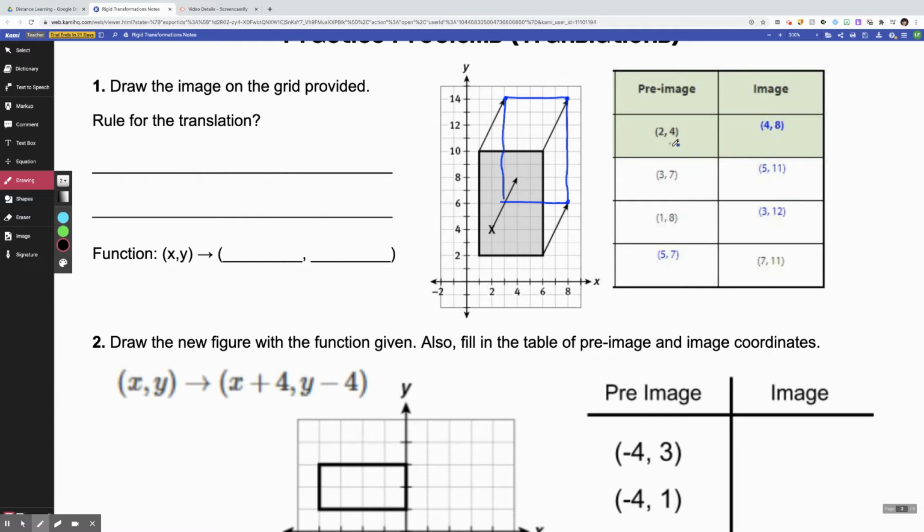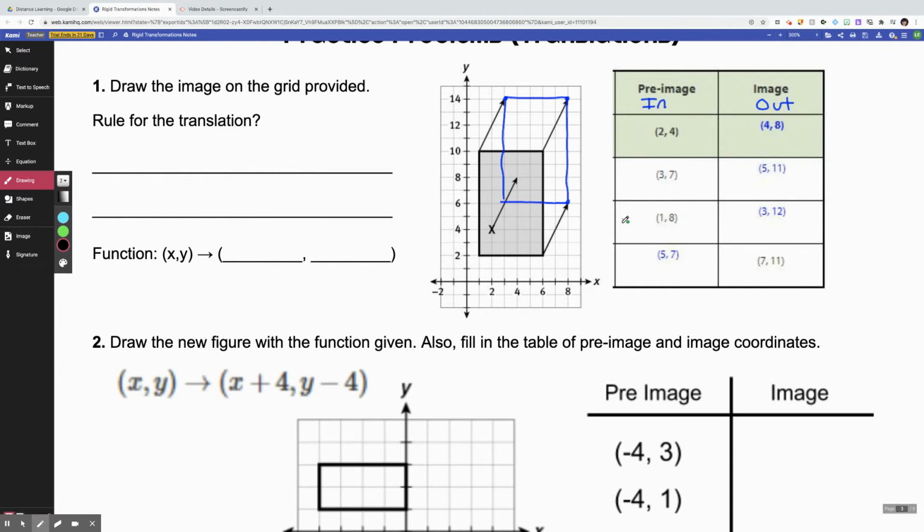Okay, and then you can also look at the table where they gave you an input output table that we did in the last one, right? But I'm calling it pre-image and image this time, right? Because those are the correct geometry terms to use. Pre-image is your before, your original figure, and then image is your new figure, right? Where the points end up after you do the transformation, okay? So we can see it both in the directed line segment and in the table, what happens to the x values and the y values here, okay?